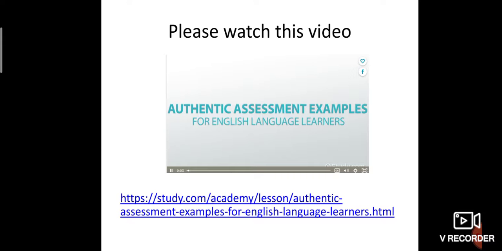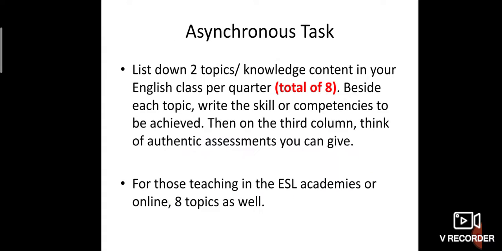How about for those who are in the academy, those who teach English to Koreans, or online? You will still choose a total of 8 topics. Okay? So, first, I'd like you to list down these 8 topics, no? And then, beside every topic is the skill, or what is the competency that you're trying to address. And in the third column, you think of an authentic assessment, which you can make use of to address this skill and this competency of a particular topic.